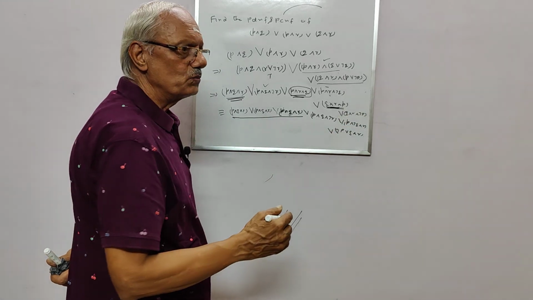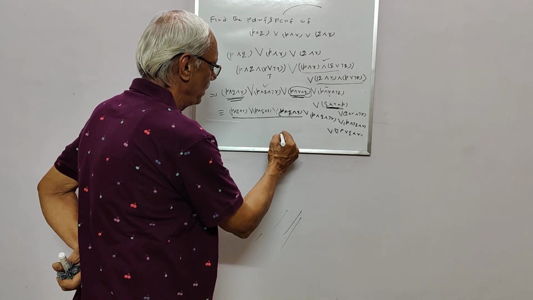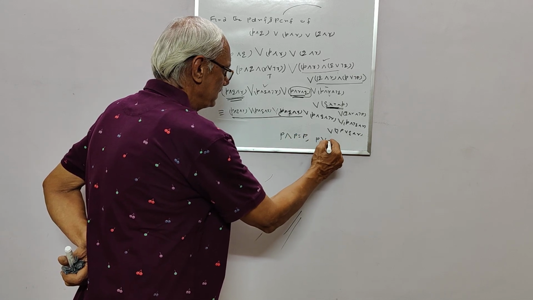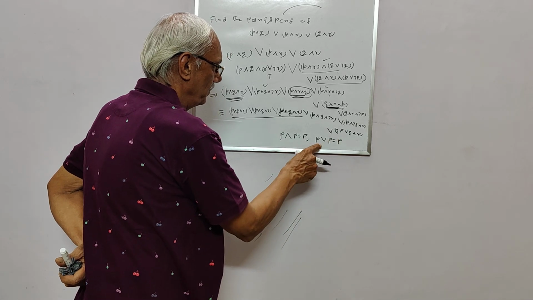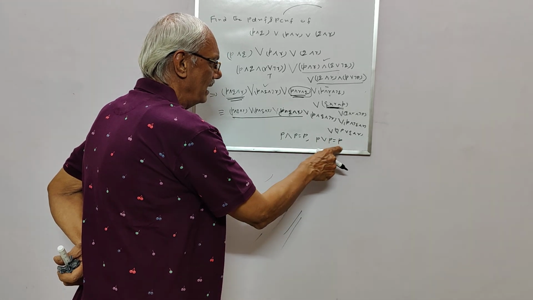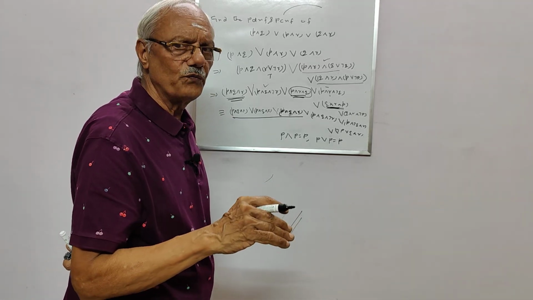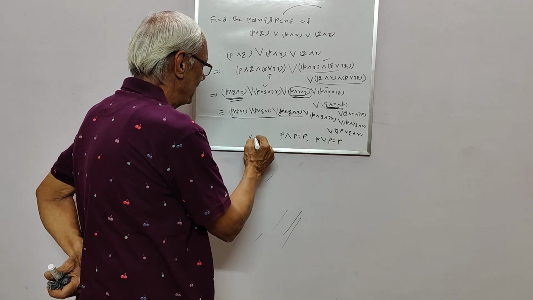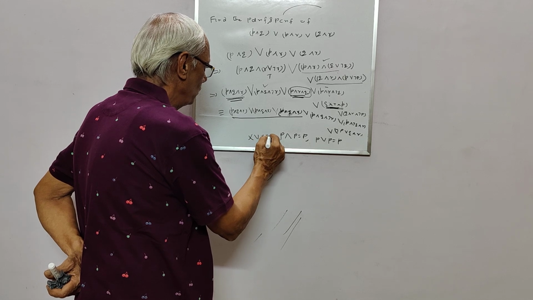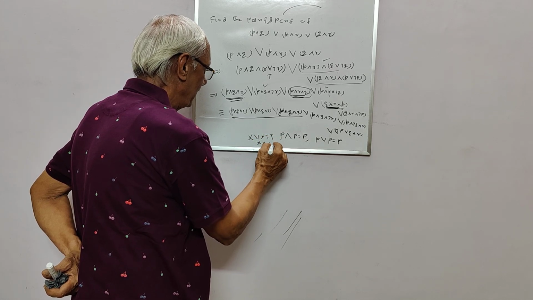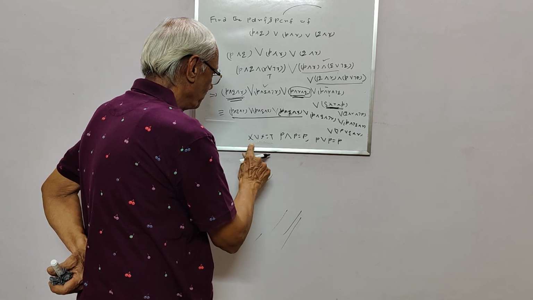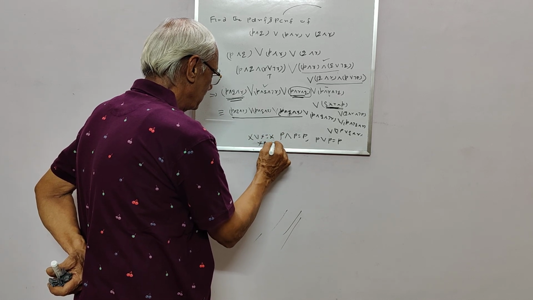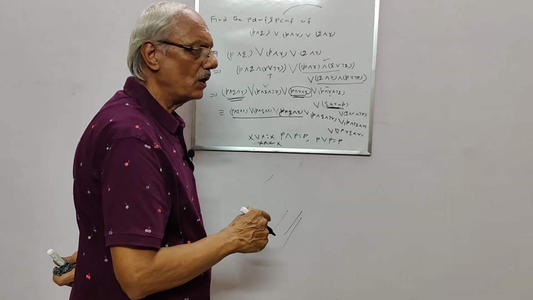Now you see that there is one law called idempotent law. Idempotent law means P conjunction P is equal to P, and P disjunction P is also equal to P. This is true for any P. That means, think of this as X. X union X is equal to X, and X intersection X is also equal to X. This is called idempotent law.